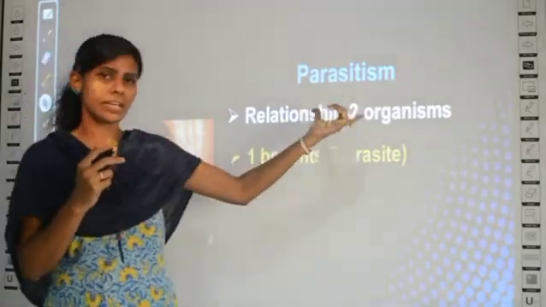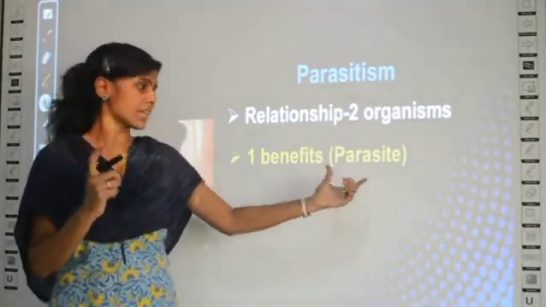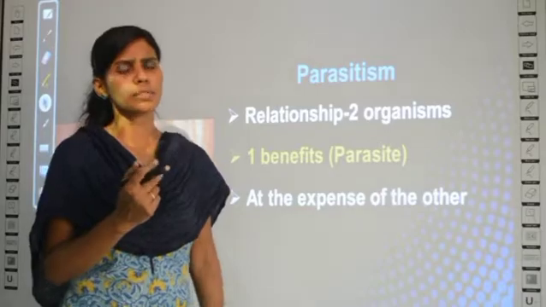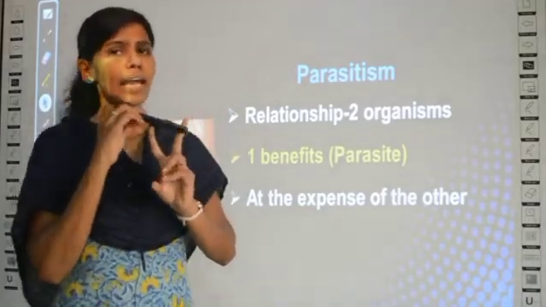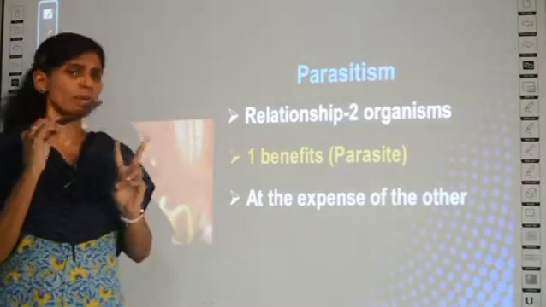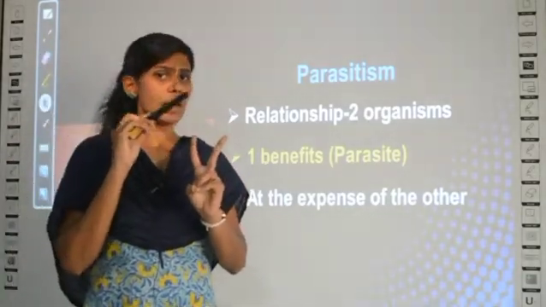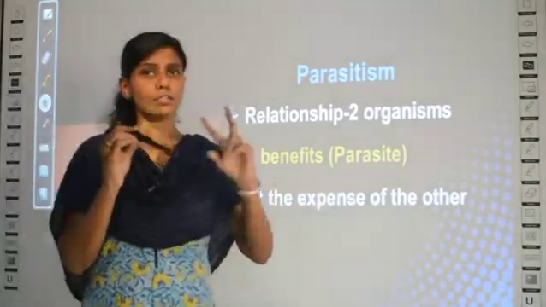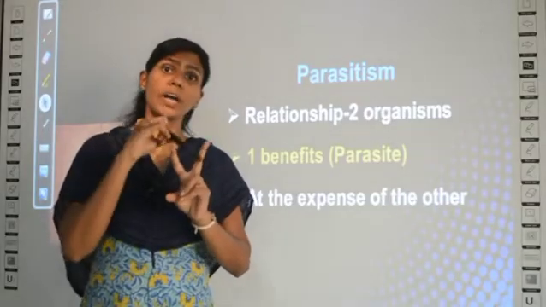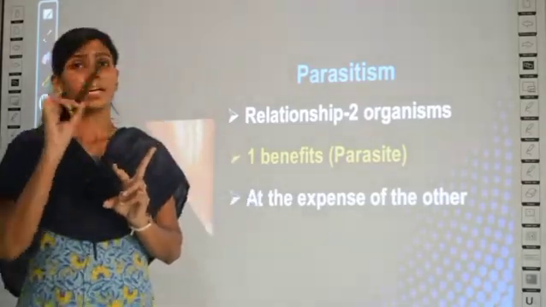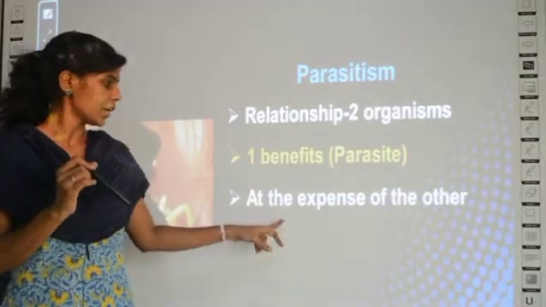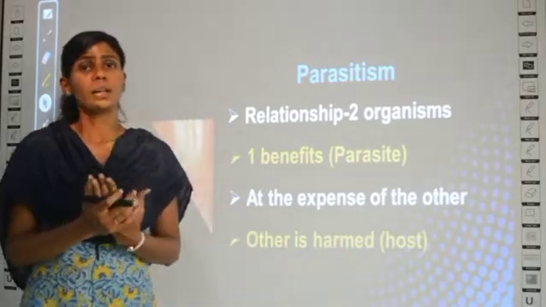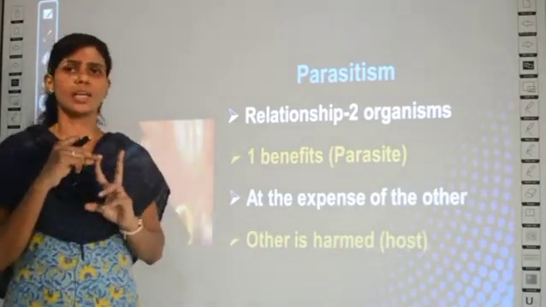So in parasitism, the relationship is between the parasite and the other organism, at the expense of the other. What does this mean? Suppose there are two organisms called A and B. I told you one organism is benefited. Say, for example, A is benefited, that is, the parasite is benefited. It has some advantage at the expense of the other, which means the advantage it takes from B. What about the condition of B? The other is harmed, the other loses something or it is damaged by A.